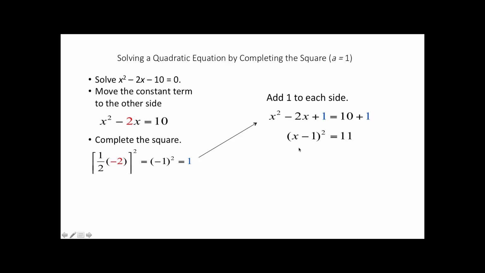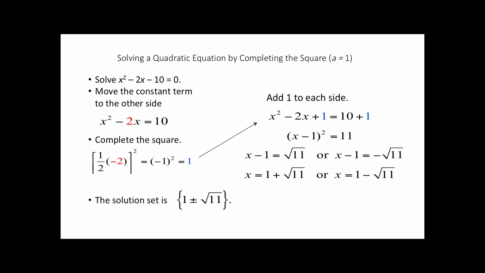Now we're going to use the square root property, which we learned before. So take the square root of both sides. Remember, when you take the square root, you get plus or minus. So we have x minus 1 equals the square root of 11, or x minus 1 is the negative square root of 11. And then solve for x. So add 1 to both sides. So our solution set is 1 plus or minus the square root of 11.